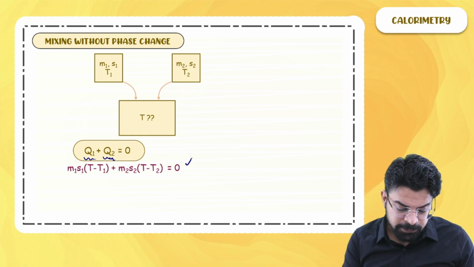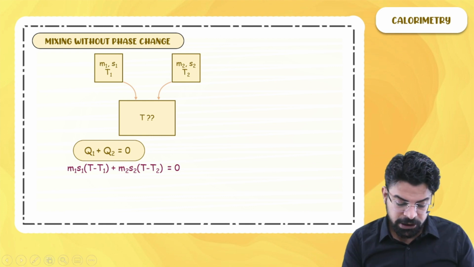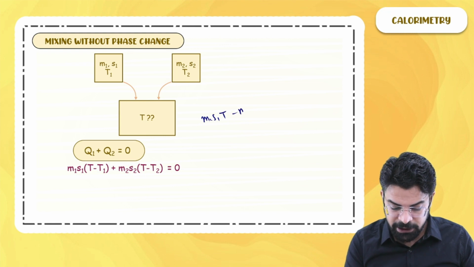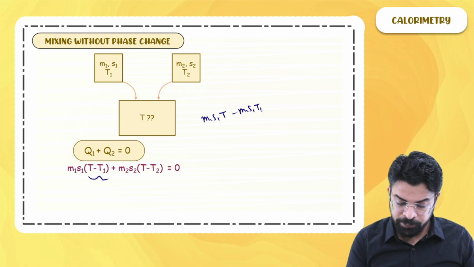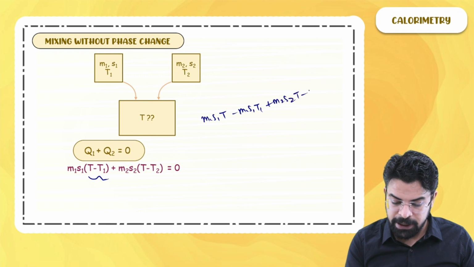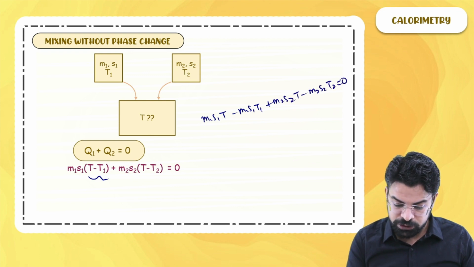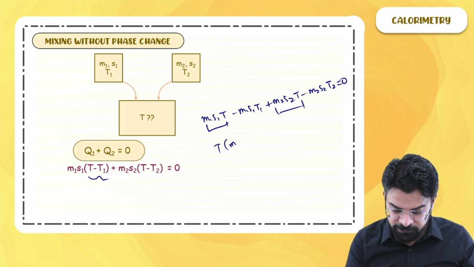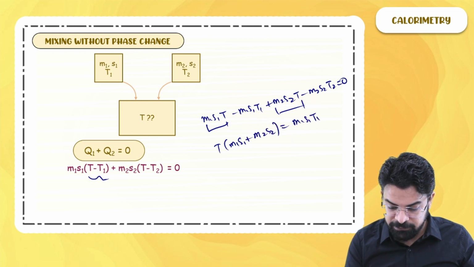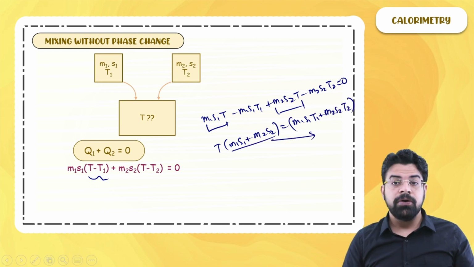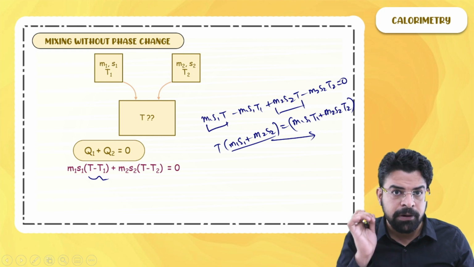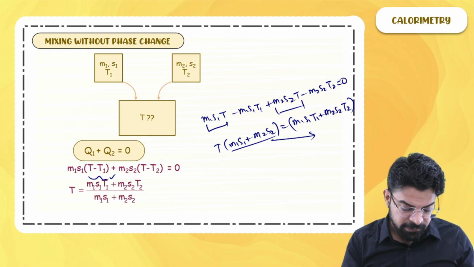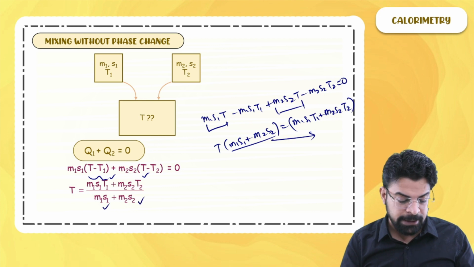Now on solving this particular equation, you can find the final temperature. You can say that M1 S1 T minus M1 S1 T1, opening the first bracket, plus M2 S2 T minus M2 S2 T2 equals 0. So from here, combining the terms of T, taking T common, you get T times (M1 S1 plus M2 S2) equals M1 S1 T1 plus M2 S2 T2. And now you can bring this whole term down here. So you get the final common temperature after mixing to be equal to (M1 S1 T1 plus M2 S2 T2) by (M1 S1 plus M2 S2).